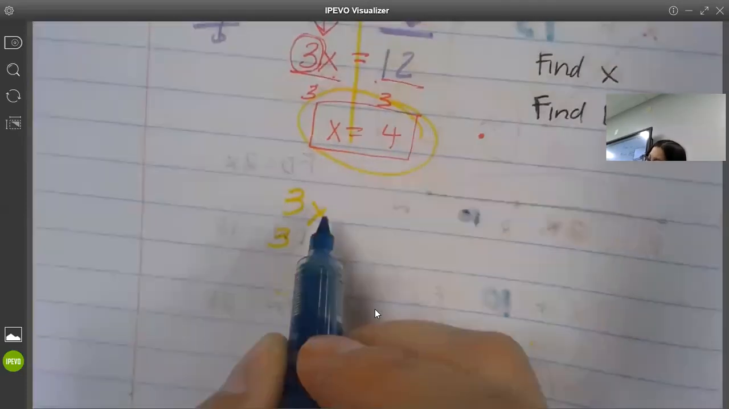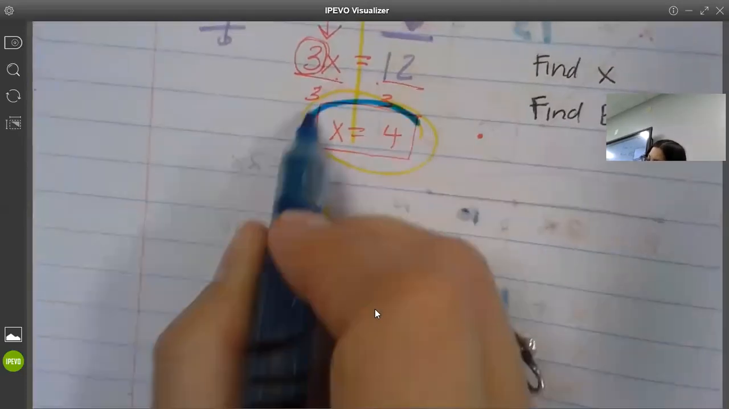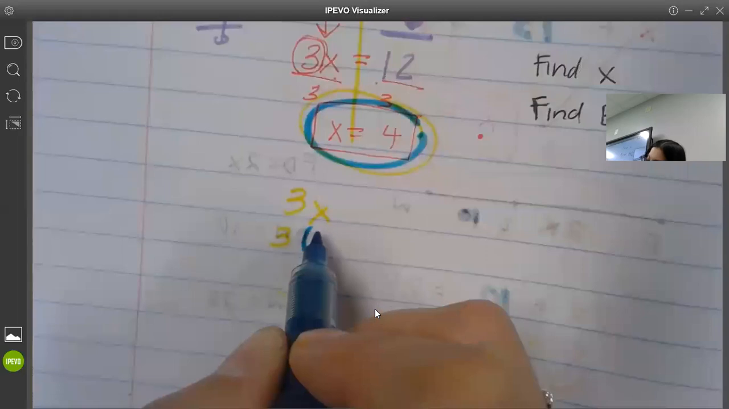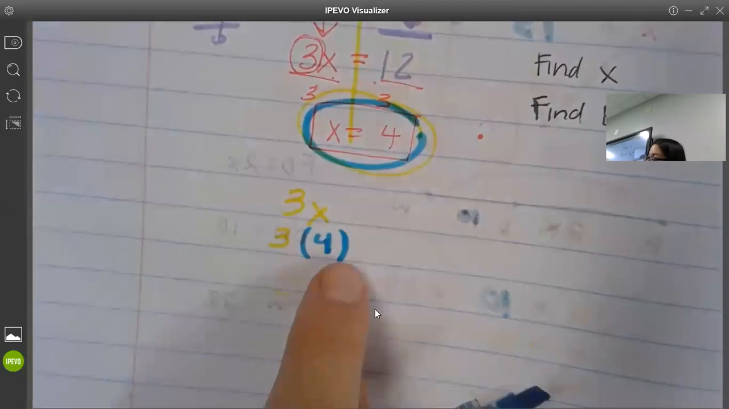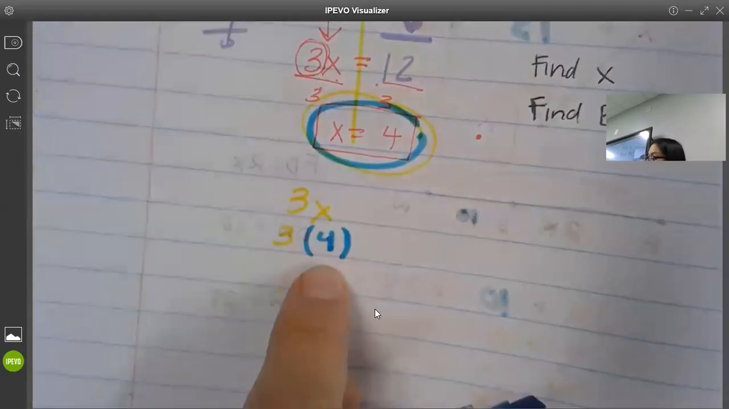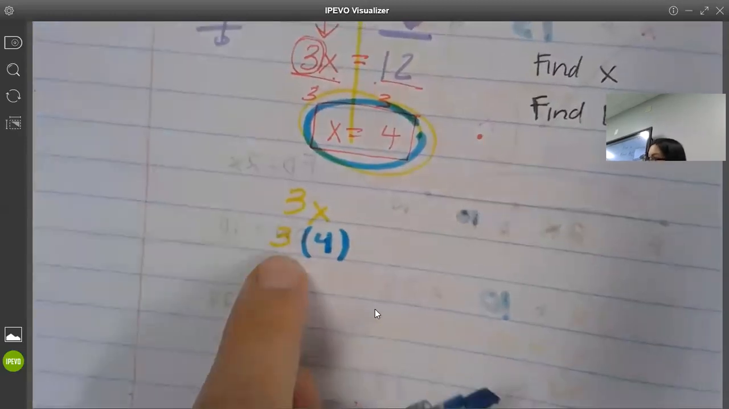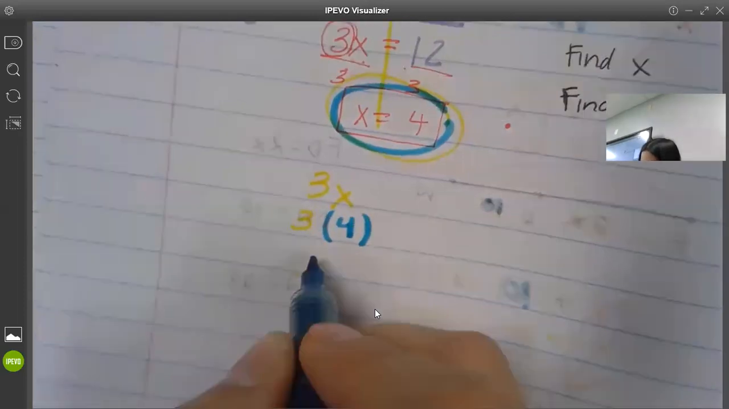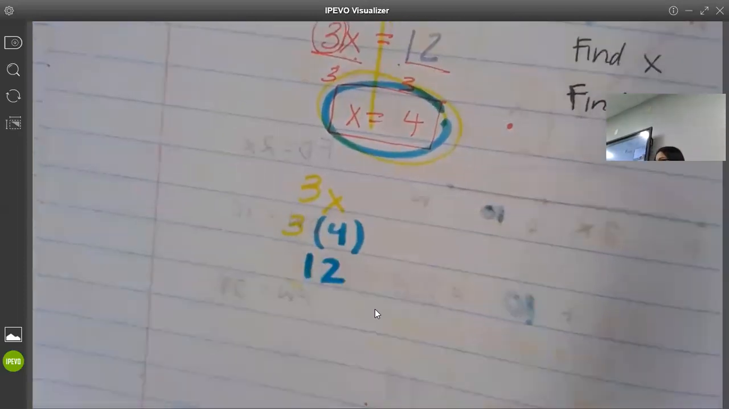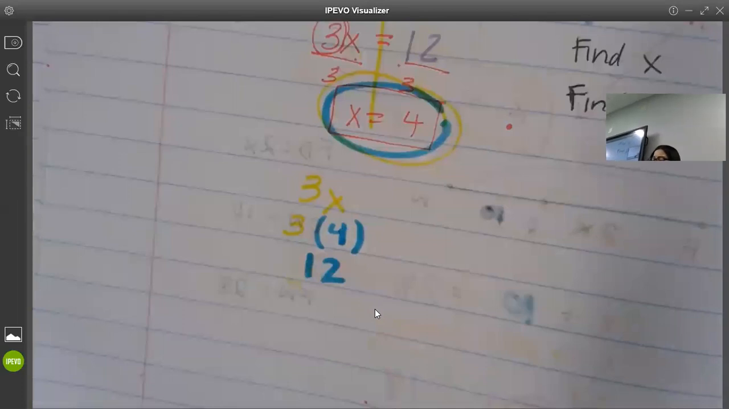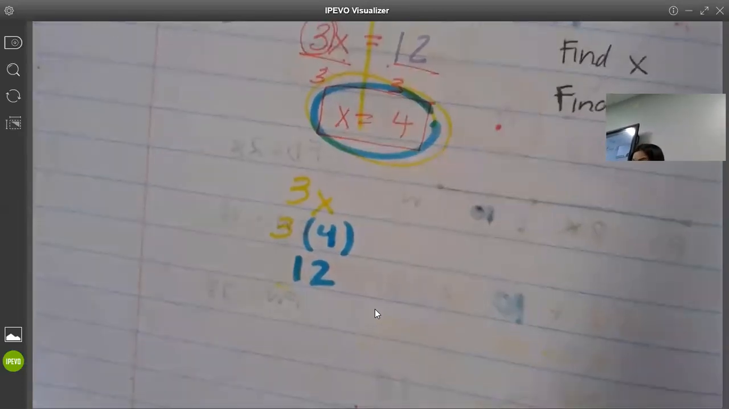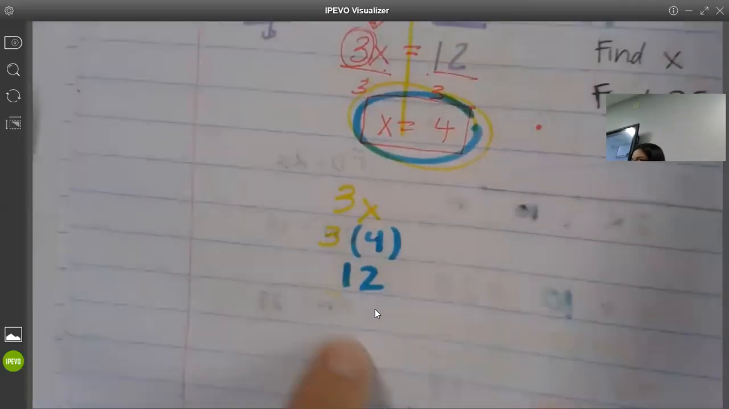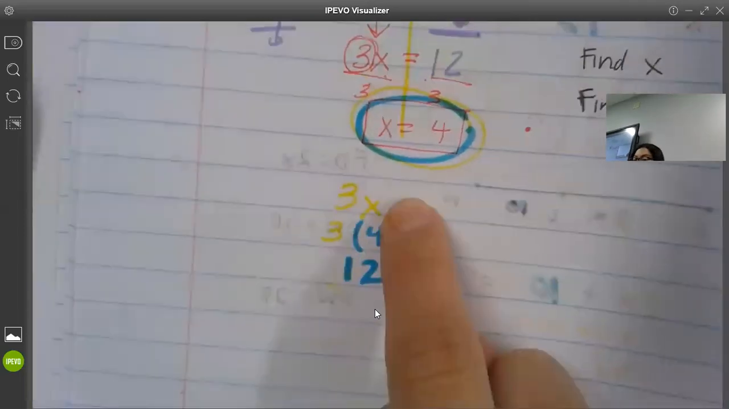Okay, X is 4, right? So in place of X, you're going to put the 4. So then you just have to multiply 3 times 4. What do you get? Well, now, that's one way of doing this. I'm really surprised no one did it. Each to their own, but I think it's easier. That's one way. You change the number for the letter.